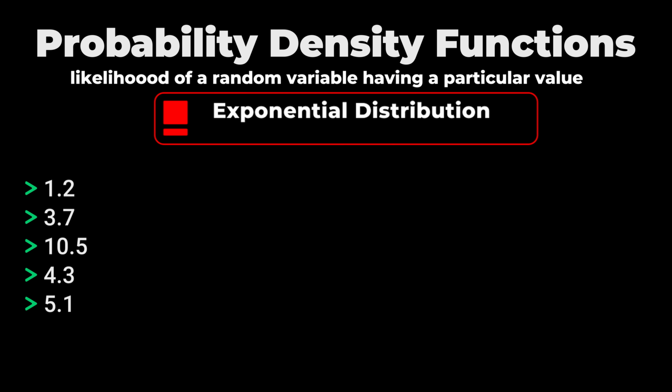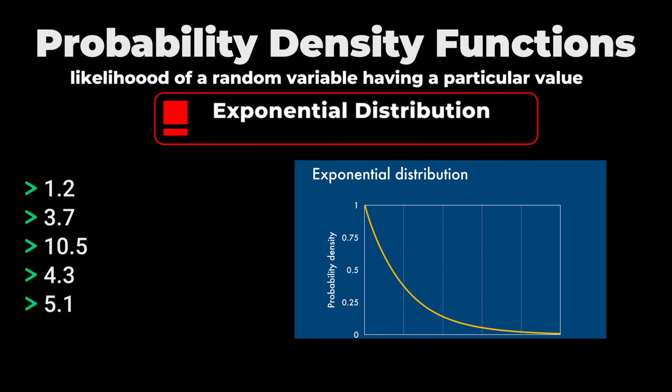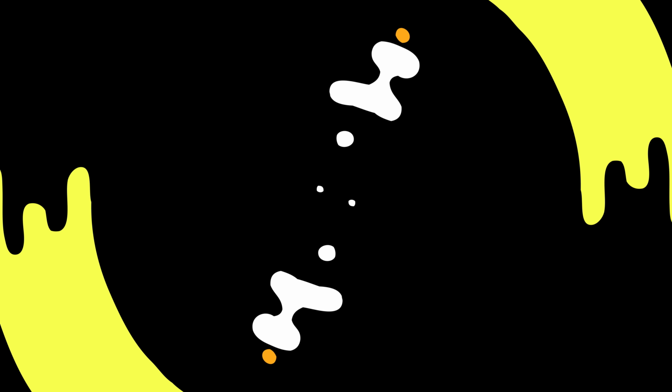The next type of probability density function is going to be an exponential distribution. Here we have a list of numbers where the average is around 5. Take note that most of the numbers generated are less than 5. We can see from the graph that smaller numbers are more likely to be generated than larger numbers. Although it's not highly likely that a large number gets generated, if a large number does get generated, we need lots of small numbers to offset that.